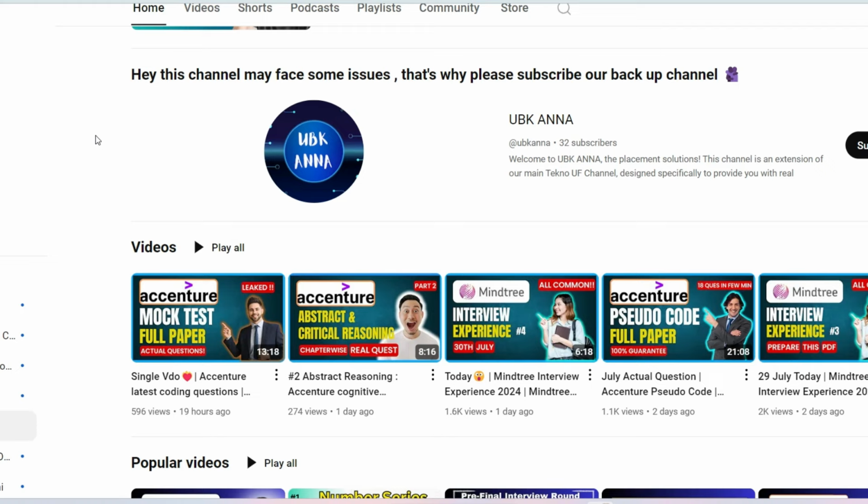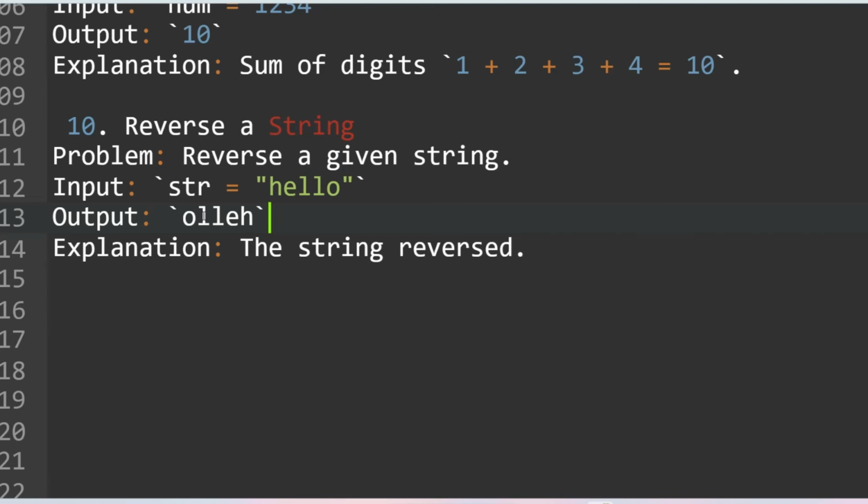Okay, so let's go to the top 10 questions. So the top 10 questions is this. So reverse a string. Okay, the first coding question. I am giving you a guarantee, whichever I am showing you today, from these 10 coding questions you will obviously get common questions. Okay, so let's get started.